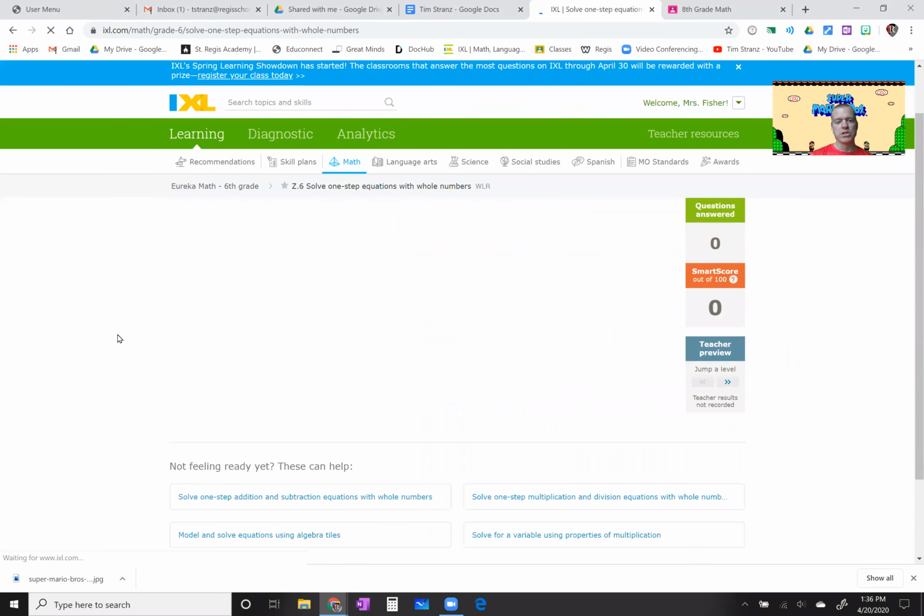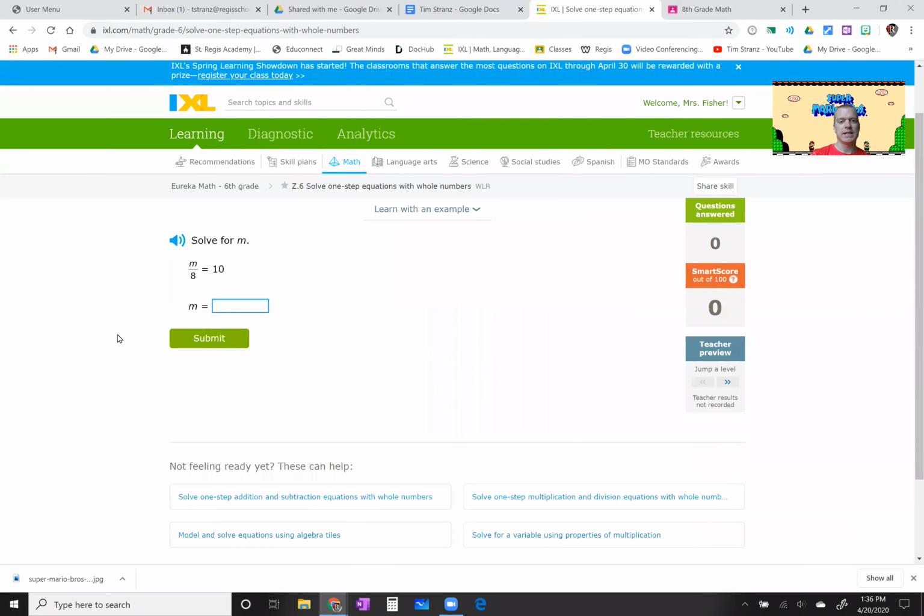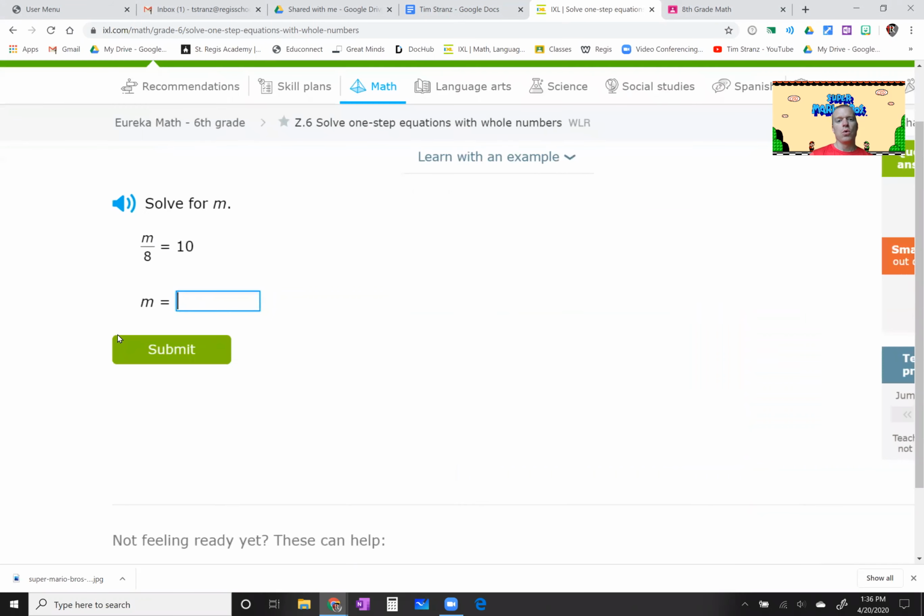All right, so let's look at this one. I'm going to see if I can zoom in here. We need to solve for m. So m divided by 8 equals 10. That is what it is saying. We need to find out what m is going to be. The thing about algebra you need to remember, and I know we've talked about this in class, is it's just like balancing a scale.